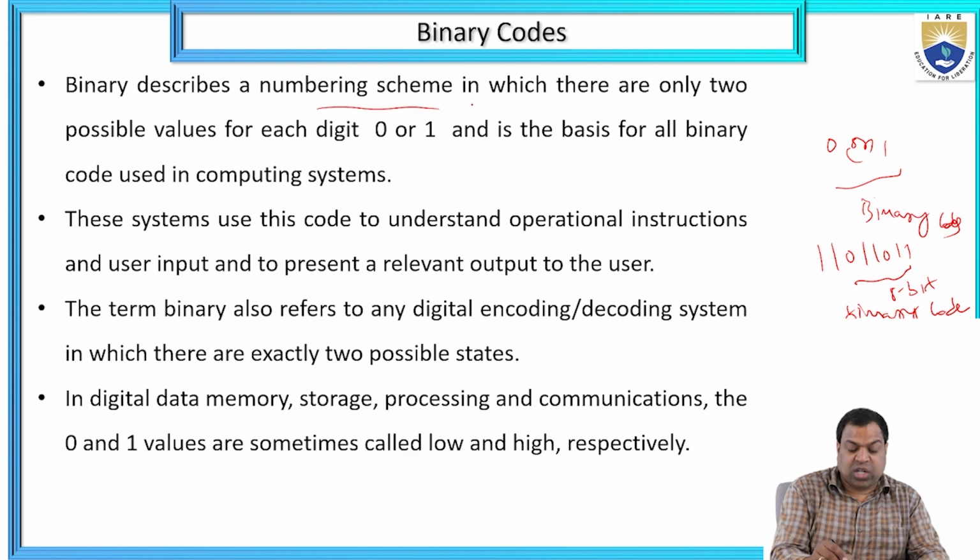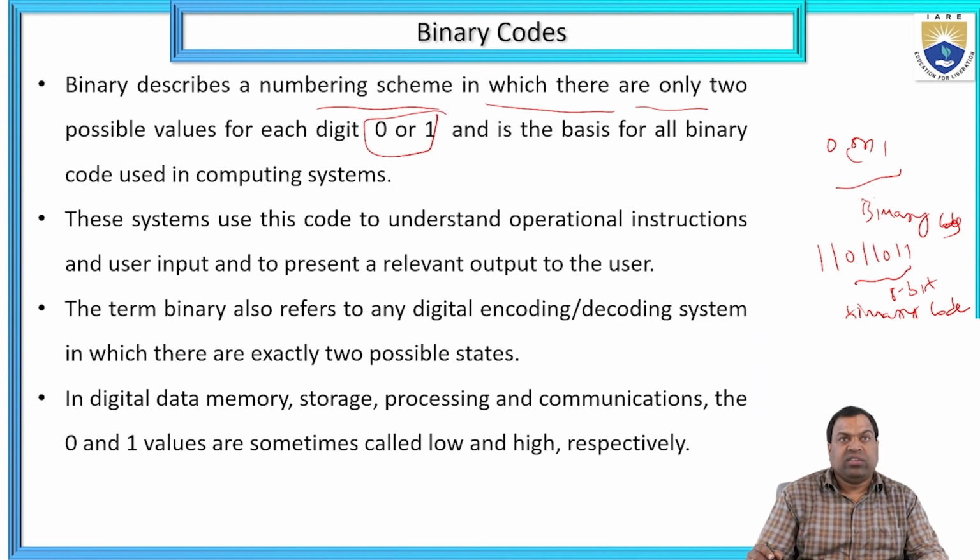So it describes the number of schemes in which there are only two possible values, that is 0 or 1, in the basic binary code, and these systems use this code to understand operational instructions and user input and output, to present a relevant output to the user. So operational instructions means if I have to go for any arithmetic operation or any logical operation, the language the machine understands is binary code. If I am writing any code in a high level language, it is converted to the machine language. That is called binary code. So any code is finally converted to binary code.